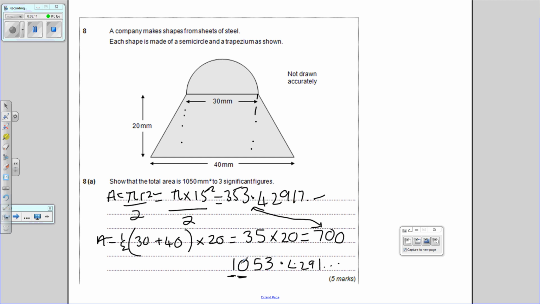A lot of people think zeros are insignificant. They are at the beginning or at the end of the number, but if they're in the middle, then they do count. So 105, and then put a 0 there to make it 3 significant figures. 1050, the 3 significant figures. So that's your answer there for 5 marks.